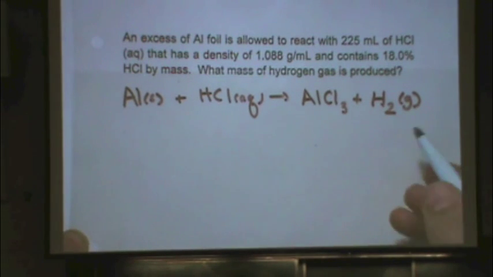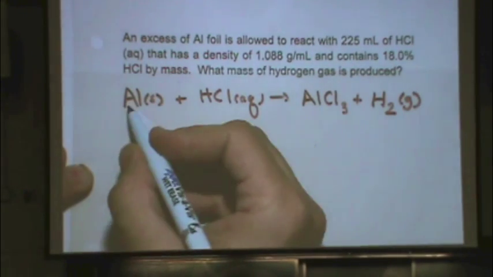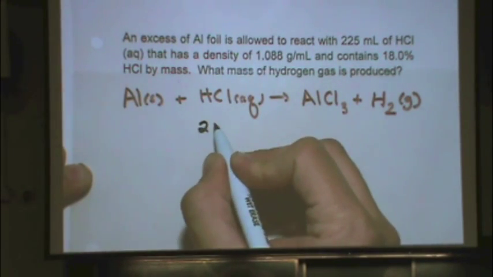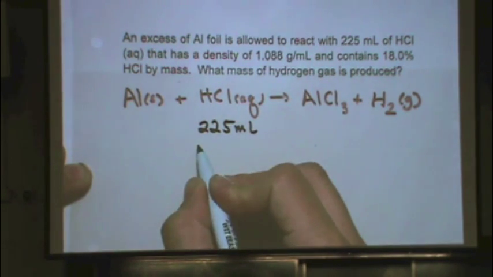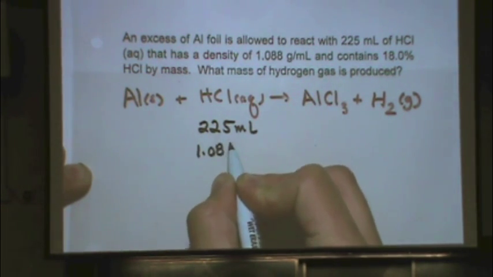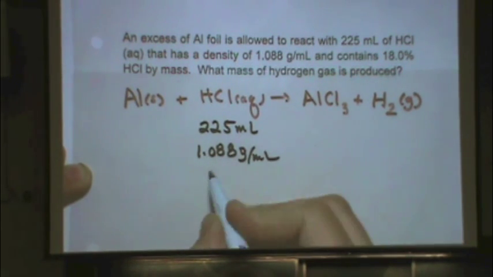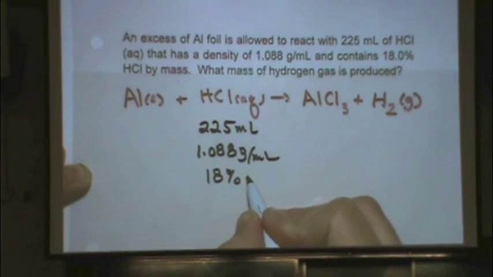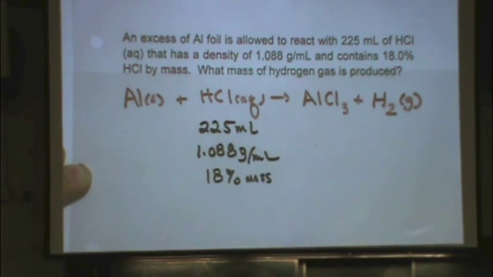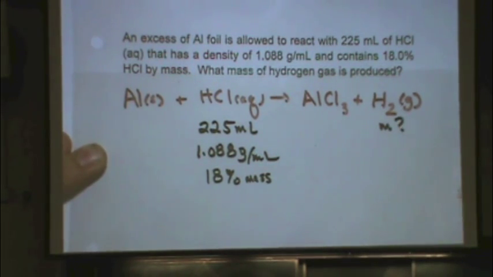Now let's write out what's given. I'll do that in a different color pen. Aluminum foil, and that's an excess, so don't give us information about that. But it's 225 milliliters, and it's 1.088 grams per milliliter. And there's 18% HCl by mass, and then we want to know the mass of hydrogen gas produced.